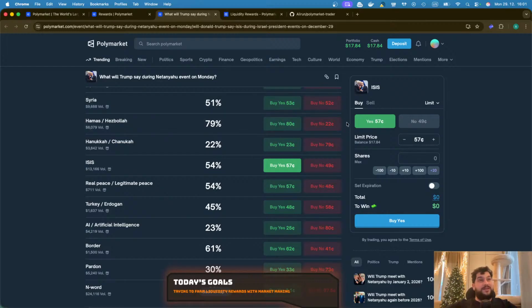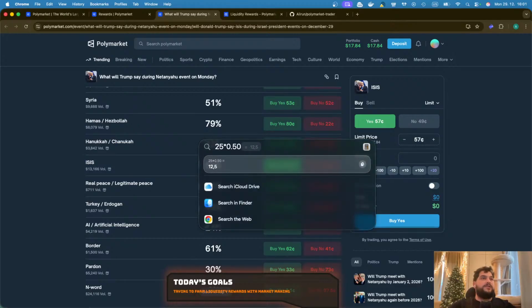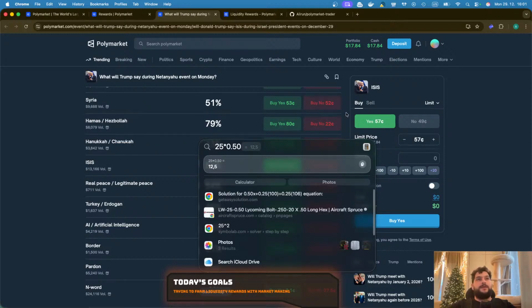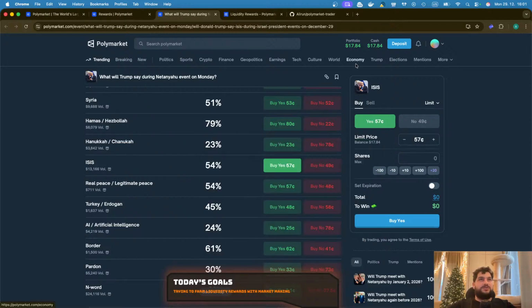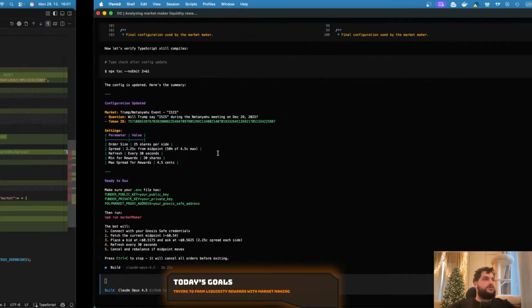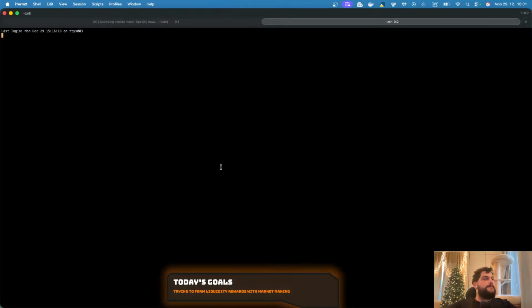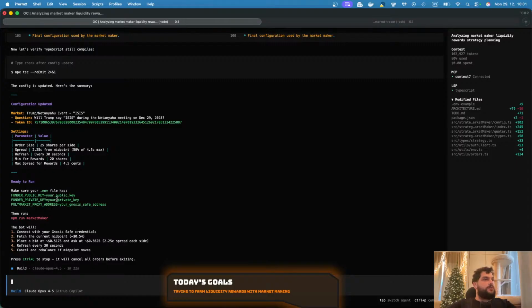I hope it will be enough for us to trade on the 50 cents. I guess yes, because we need 50 cents per 25 shares, so it's gonna be 12. So we need to have like 12 at each size, which should be coverable. Let's see if it throws us the error. Maybe not, but we will not find out before we try this out.